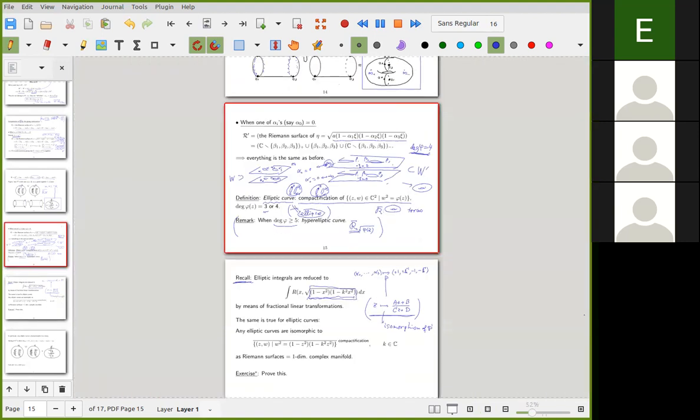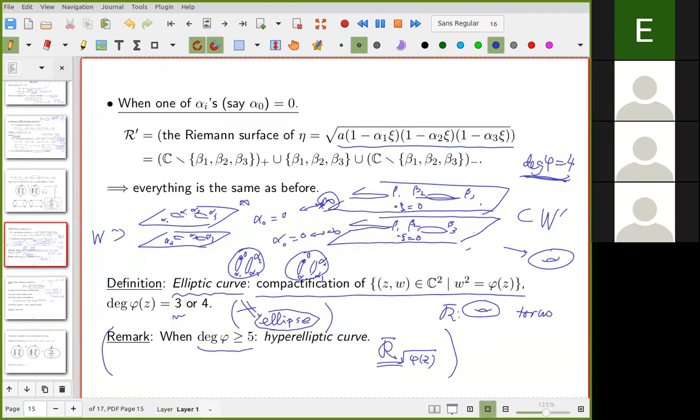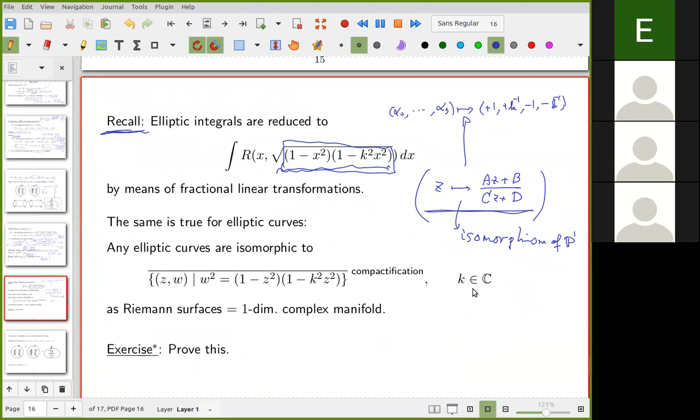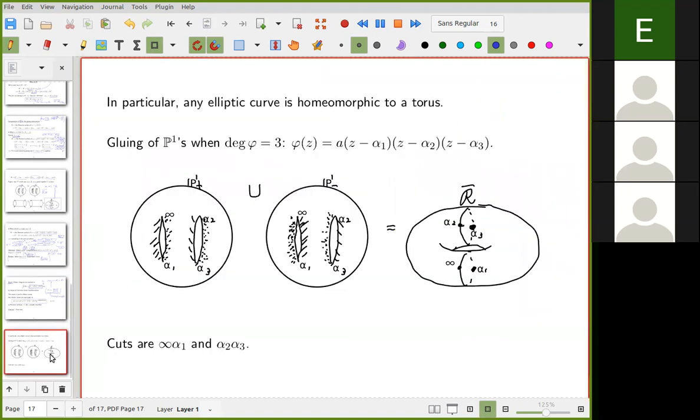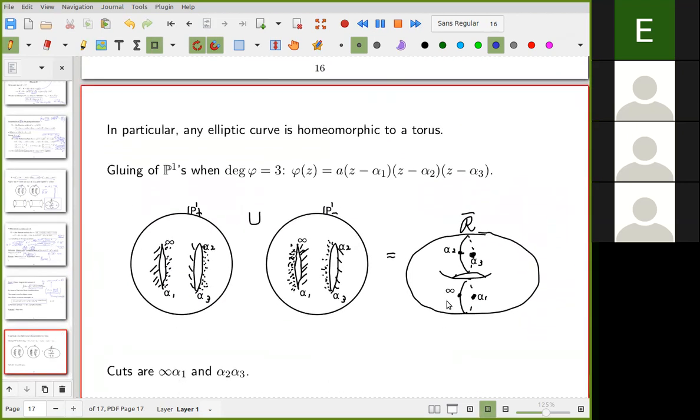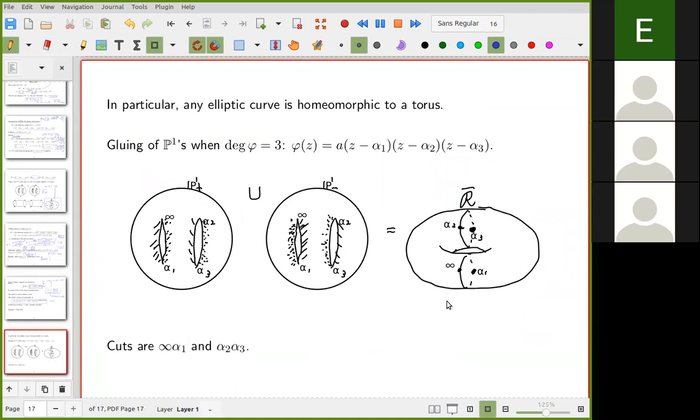Or even when one of them is infinity. Or we can say that any elliptic curve can be obtained by compactifying such a Riemann surface. Okay, well, this is what I already explained to you.